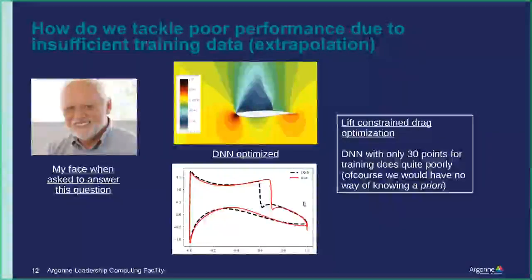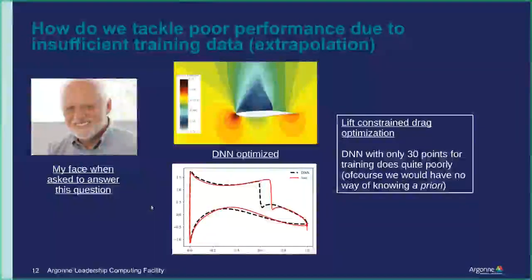So we went ahead and did a lift constraint drag optimization. So we constrained the lift to 1, and we wanted to see if we could get close to the best possible profile. And this surprised us. We weren't getting as good a result, and it's because we used only 30 training points in our deep neural network.